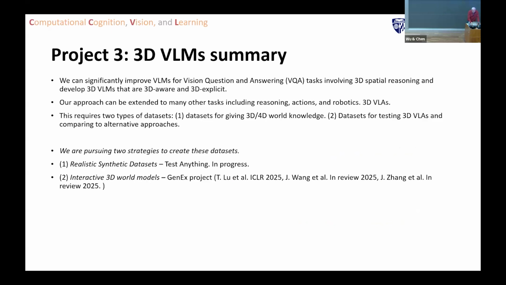Okay, so that's a summary. Again, for the 3D VLMs, you can do that if you put 3D knowledge into VLMs, either explicitly or implicitly. If you put it in implicitly, and you have chain of thought, then you can start showing explicitly how they're using it and where they will start breaking down.